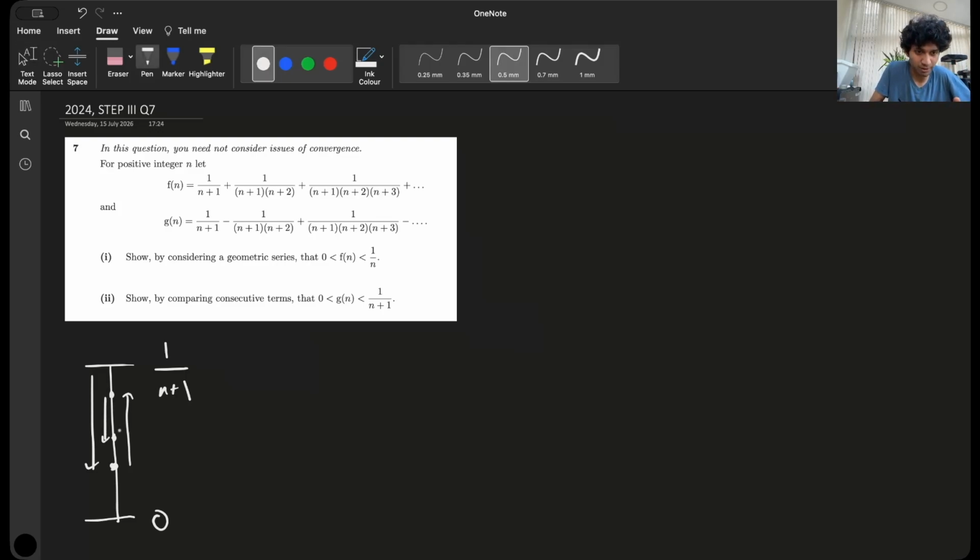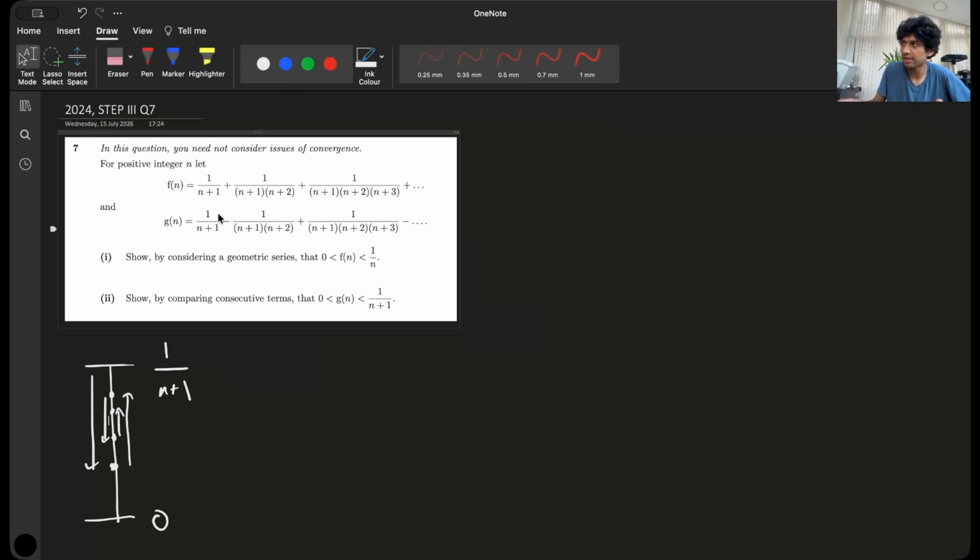And then, you keep going. And so you end up maybe somewhere in the middle, like there. Okay, so that's not going to suffice in the exam, just to draw that diagram and to give that explanation. Especially because it says we need to compare consecutive terms. So let's go ahead and do that.